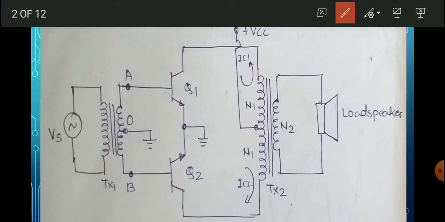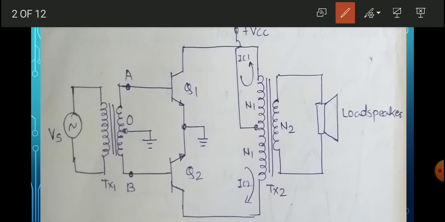Transformer TX1 is called the input transformer. It produces two signal voltages VAO and VBO, which are 180 degrees out of phase and are used to drive transistors Q1 and Q2. Transformer TX2 is the output transformer, which is used to couple the AC output signal to the load. Transistors Q1 and Q2 are biased in the cutoff region. So this was the circuit description of the class B push-pull amplifier.